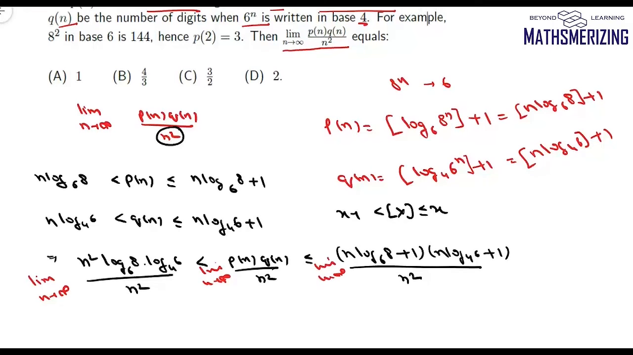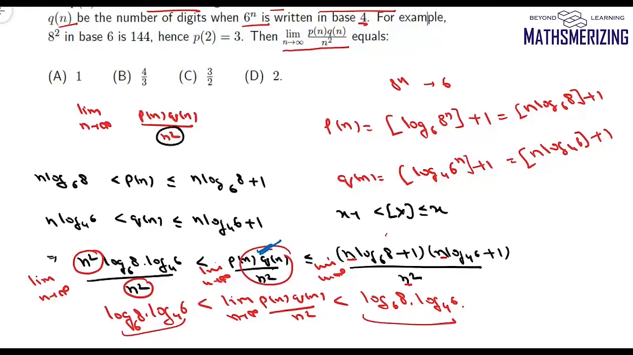Now since it is an infinite limit, the highest power of n in the numerator and denominator is 2. So the answer to this left hand limit will be simply log 8 into log 6, and here it is limit n tends to infinity PnQn by n square, and here also the highest power is n square. So here also this limit will be log 8 base 6 into log 6 base 4.